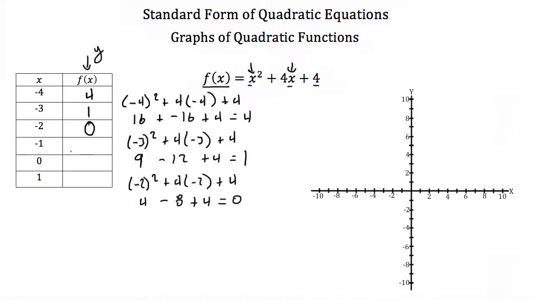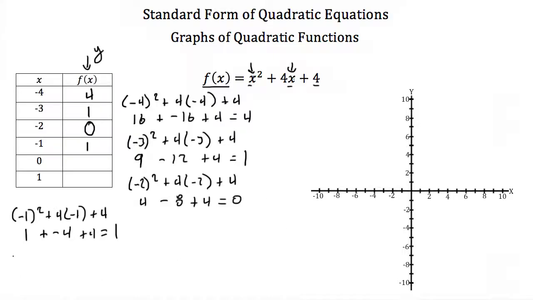Next we plug in -1. -1 squared plus 4 times -1 plus 4. Again, I just plugged in -1 for x. -1 squared is a positive 1. 4 times -1 is -4, and then plus 4. So 1 plus -4 plus 4 is just 1. So our function value, when x is equal to -1, is just a positive 1.